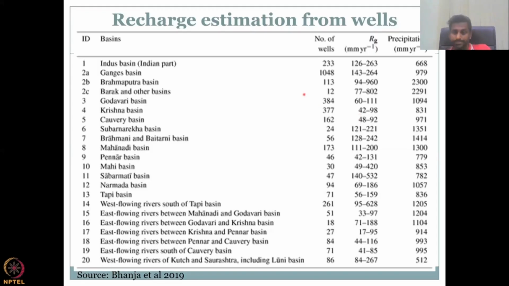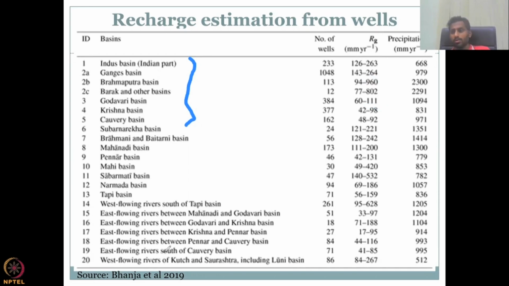And in that aspect, you could see that the recharge ranges from 143 to 264. Barak and other basins are 94 to 960, whereas the Brahmaputra is anywhere 94 to 960. The Barak is 77 to 802. So mostly in basins where the alluvial aquifers are more, you could see a very healthy groundwater recharge compared to the other regions.